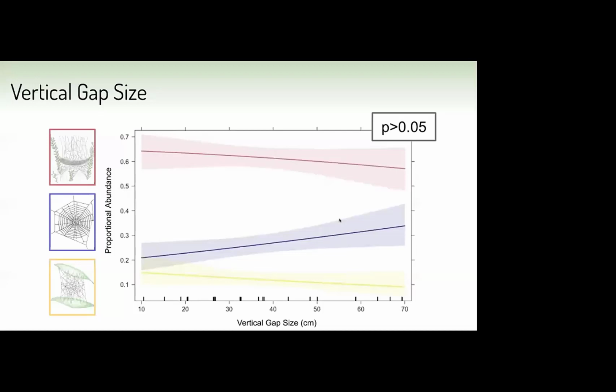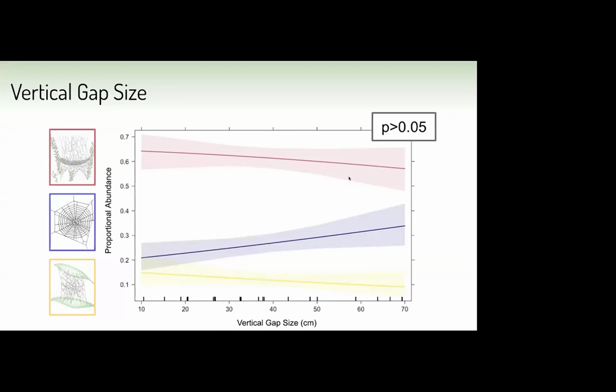So here are our results for our first model, which considered vertical gap size as a predictor. And this was the predictor variable that was correlated with succession. In these plots, you can see the effect of vertical gap size on the proportion of the 3 web types as predicted by the multinomial model. The shaded region shows a 95% confidence interval, and the dashes along the x-axis show the vertical gap size values of the actual data that the model was based on.